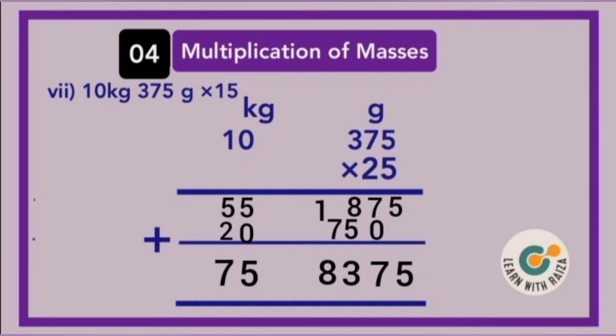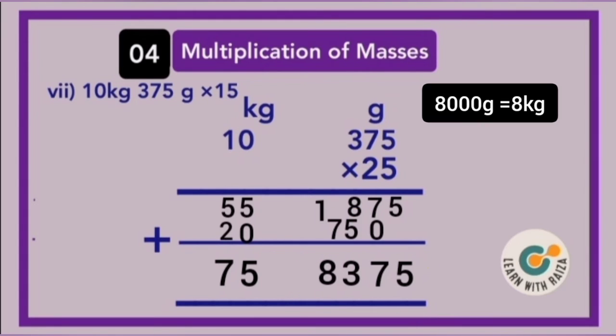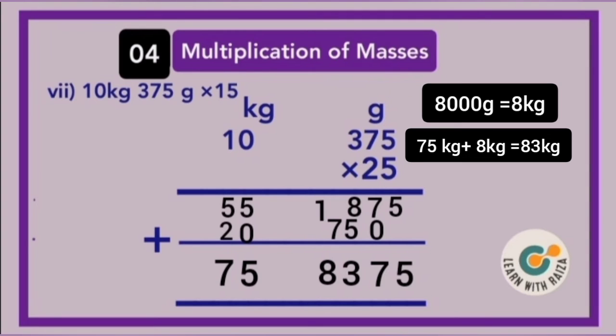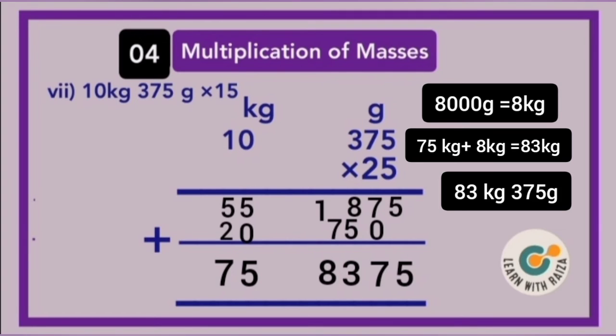But here you can see in the gram side it shows 8,375 grams. So we can't leave it like that. We have to carry 8,000 grams to the kilogram side, which will become 8 kilograms. So 75 kilograms plus the 8 kilograms, you are getting 83 kilograms, and in the gram side 375 grams.